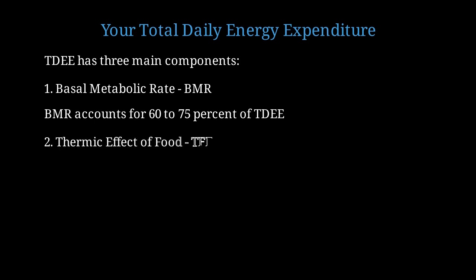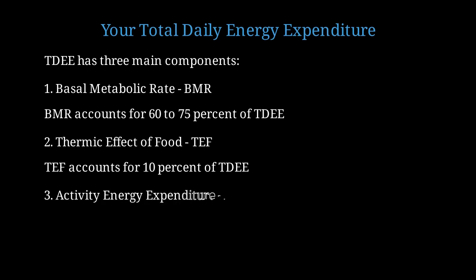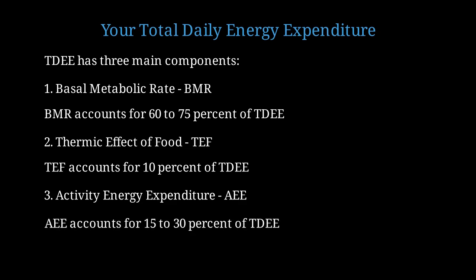Second is the thermic effect of food, or TEF. This is the energy required to digest, absorb, and process nutrients. TEF accounts for about 10% of TDEE. Interestingly, protein has a higher thermic effect than carbs or fats. Third is activity energy expenditure. This includes both structured exercise and non-exercise activity thermogenesis, or NEAT. AEE accounts for 15 to 30% of TDEE, depending on your activity level.